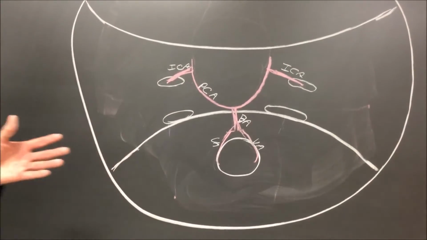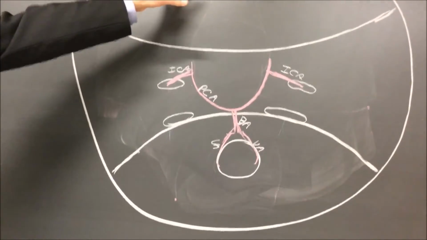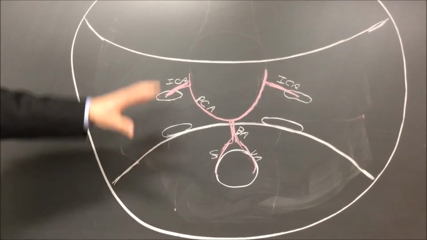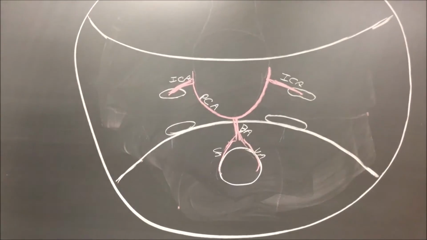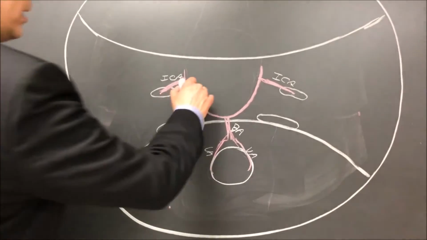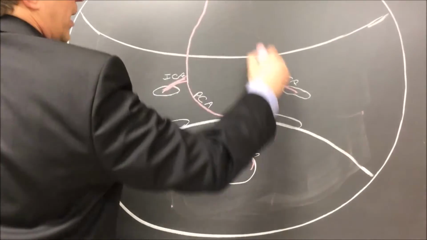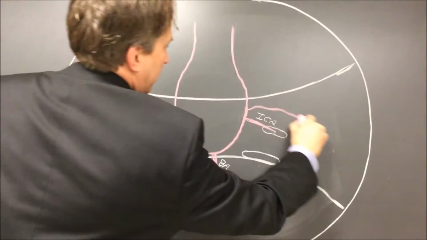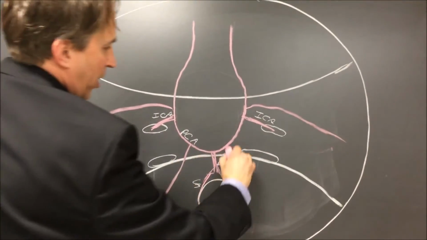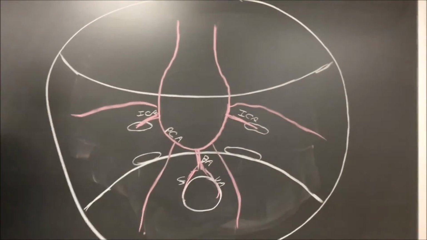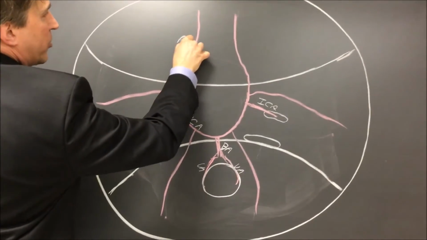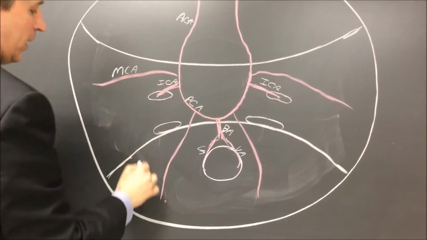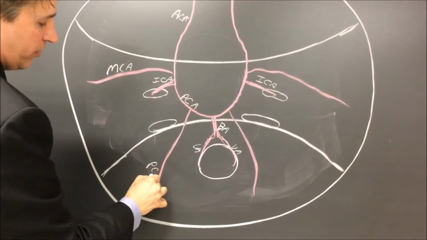Does your blood need to get to the front of the brain, the middle of the brain, and the back? I would say yes. And so the part of the brain we're giving blood to is the cerebrum. So what we're going to do is draw blood supply to the anterior, the middle, and the posterior parts of the brain. Therefore called the anterior cerebral artery, the middle cerebral artery, and the posterior cerebral artery.